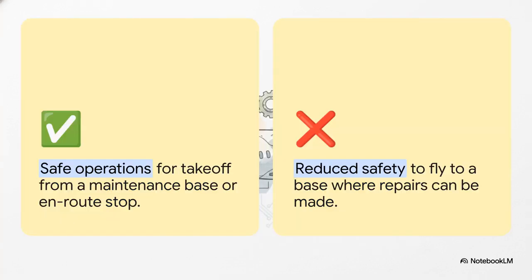And that brings us to a massive philosophical distinction that you absolutely must have locked down. The MEL exists to ensure safe takeoffs from a maintenance base or an en route stop. What it is definitively not is an excuse to reduce safety just so you can limp the plane to a base for repairs. There is literally no compromise here. If the broken equipment makes the aircraft unairworthy for that specific flight, you don't fly. Simple as that. The MEL relies on strict limitations, alternative procedures, and substitutions to maintain a totally acceptable, rock-solid level of safety.